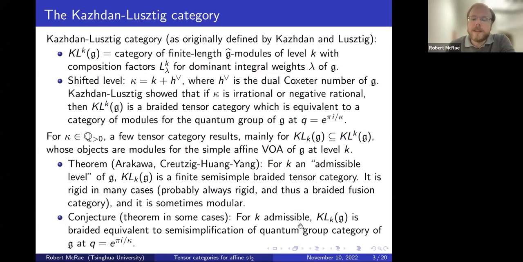The conjecture would be that this KL lower k is also equivalent to some quantum group category, but it would be the semi-simplification of the category at this particular root of unity that comes from the level. And this conjecture is certainly proved in some cases, for example, when the level is a positive integer. This is certainly known.